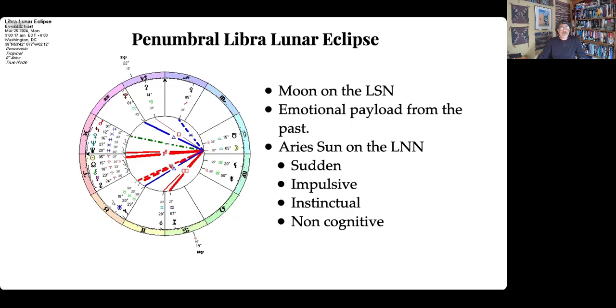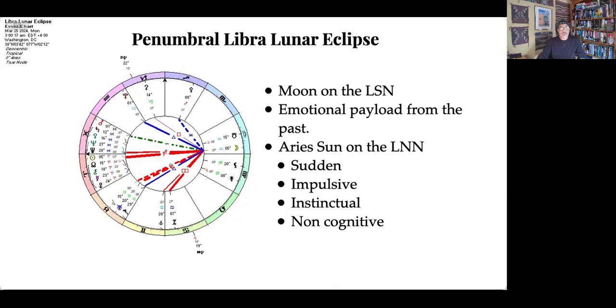So the moon is on the lunar south node. And the lunar south node carries an emotional payload from the past. As I said, it's a composite. The lunar south node is a composite of our past emotional natures. It's what we have brought into this lifetime by default, how we instinctively, almost unconsciously react to most situations and people. It's just our behavior pattern that we've learned through what feels most secure, not necessarily better or worse, but what feels safe in terms of how we respond to the world around us.